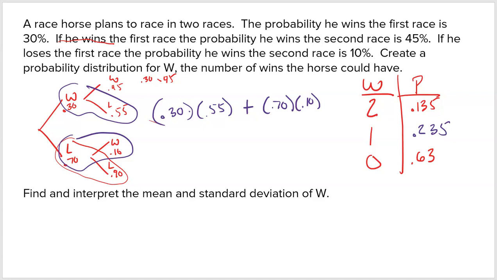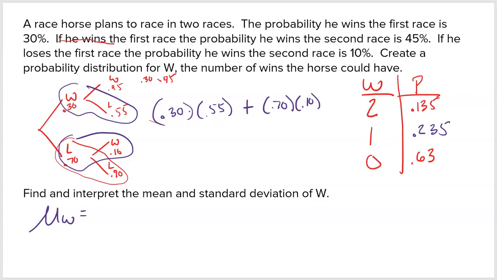All right, so find and interpret the mean and standard deviation. So again, the scenario is he runs 2 races. How many wins can he get? Imagine this horse does 2 races. We record how many wins he has. Does 2 races. We record how many wins he has. And we do this over and over and over again, right? So the mean would be how many wins we expect him to get in the long run. So that is the mean of W.